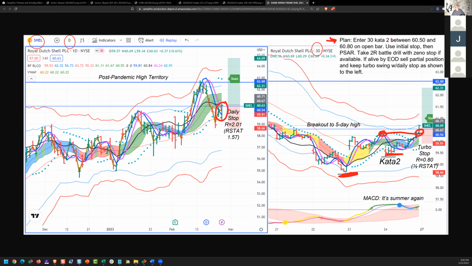But he wanted to give it the weekend and see what happens. So now what he's looking to see is he wants to enter between 60.50 and 60.80. So somewhere in this region, he's looking to enter anywhere inside here at the open, I presume. Then using this as the initial stop.